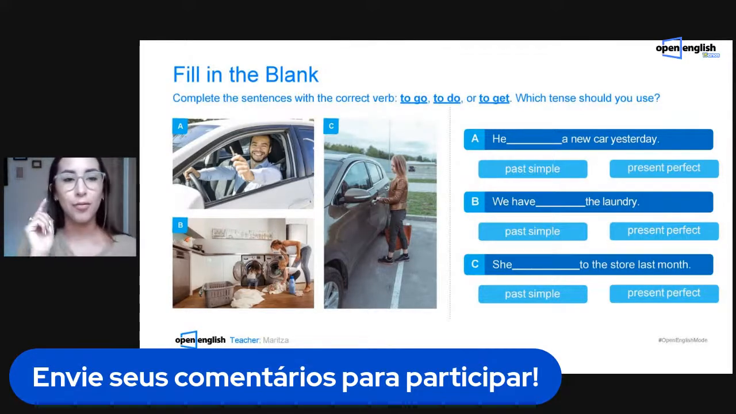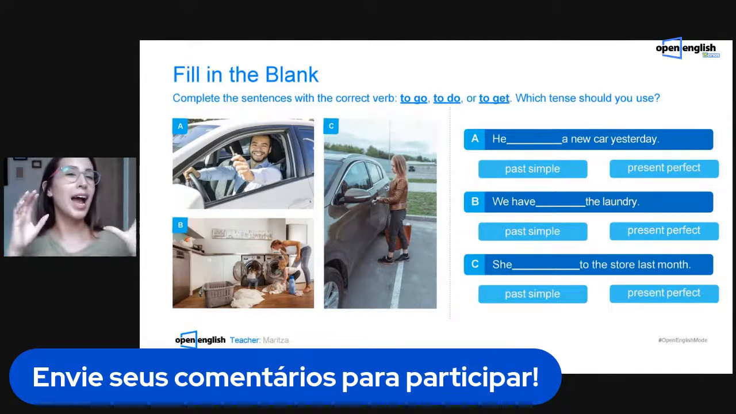So A, our first one, he blanked a new car yesterday. Are we going to use the verb to go, to do, or to get for this first one? And which tense are we going to use? Past simple or present perfect? Let me know here. All right.